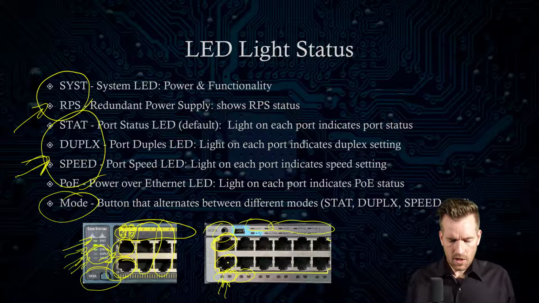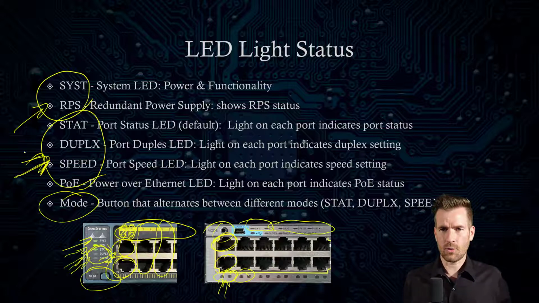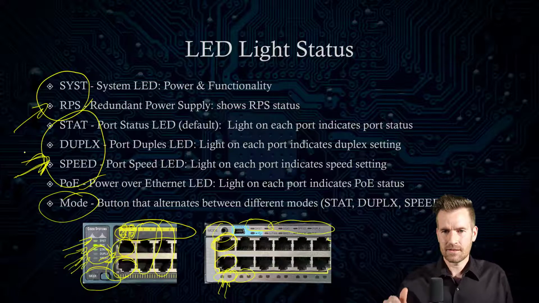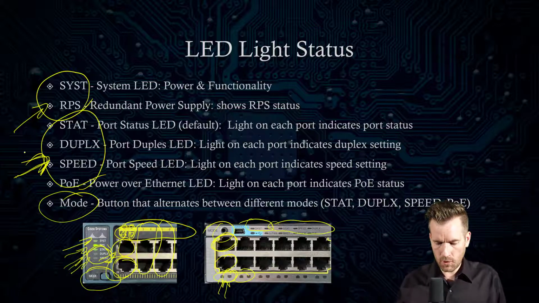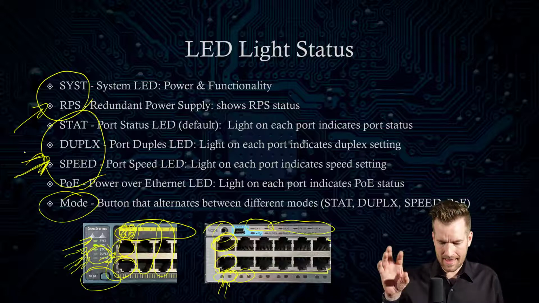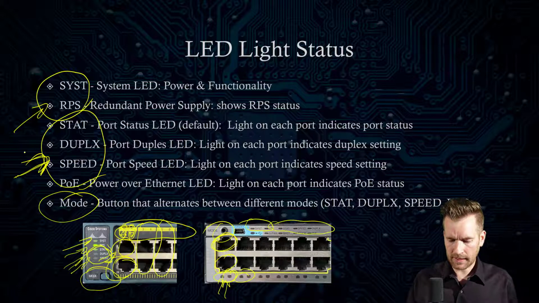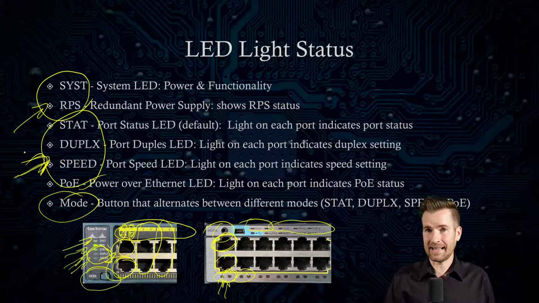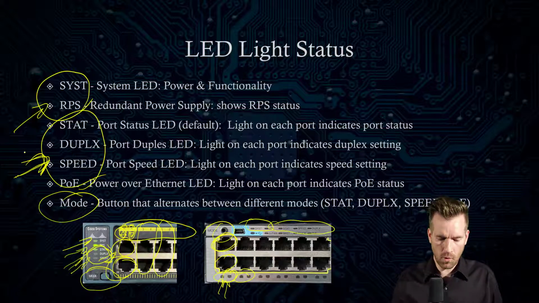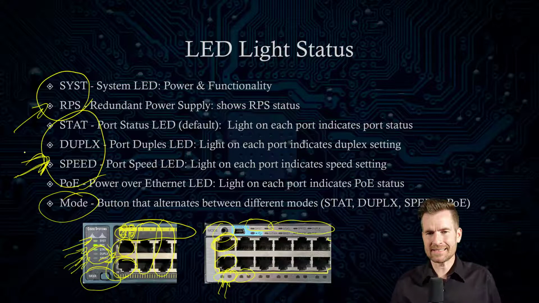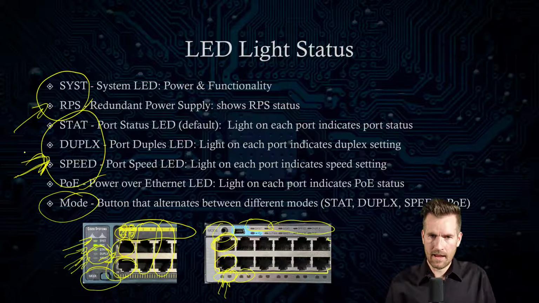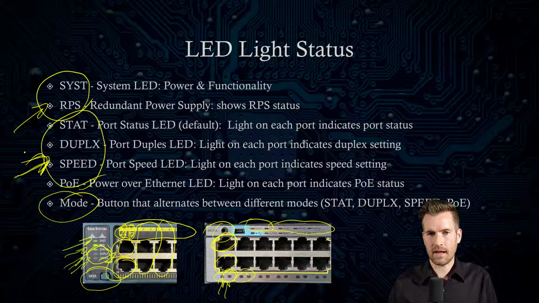Now these four lights that we cycle through. When we press mode, we'll cycle through these four lights. If the first one, stat, is selected, then the light on each port indicates the port status, and if it's active, then it starts flashing. The duplex lets us know what the duplex setting is on each of the ports. The speed indicates the speed at which those ports are operating. And the PoE lets us know what the power over Ethernet capabilities of each of those ports are, or what status those ports are in.